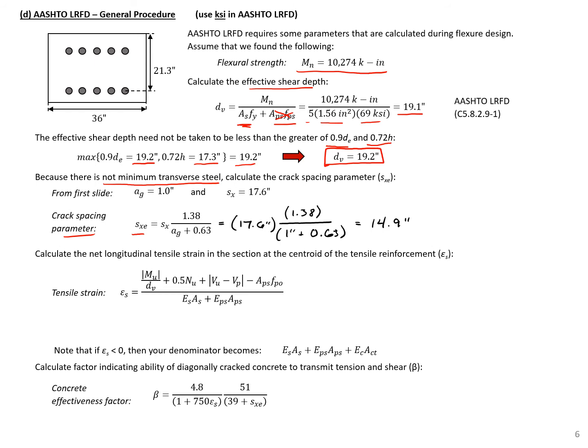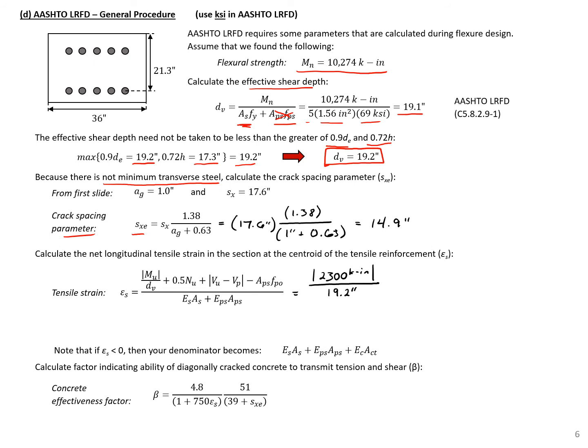So this is the strain in the concrete at the location of the centroid of the tensile reinforcement, so epsilon S. And we use this value to tell us how effective the concrete is going to be at resisting shear, and also the crack angle theta. So for us, our epsilon S is going to be equal to the absolute value of 2,300 kip inches. So this is our moment at the location that we're interested in, where we're calculating our shear, our critical section, and divided by our dV, which is 19.2 inches.